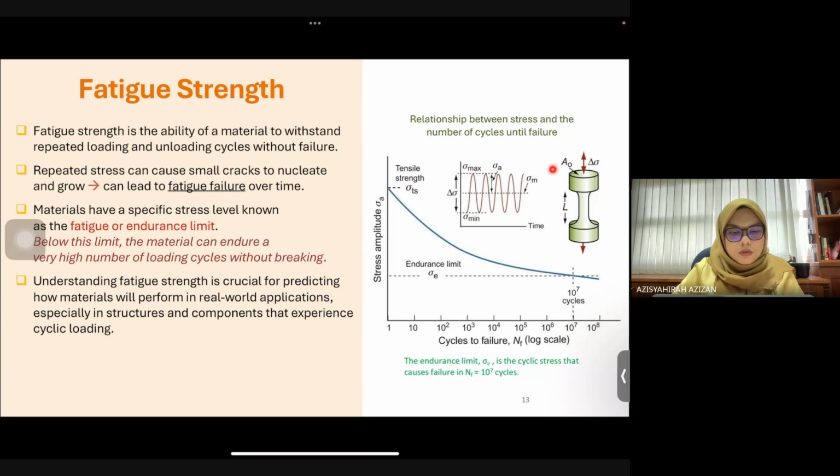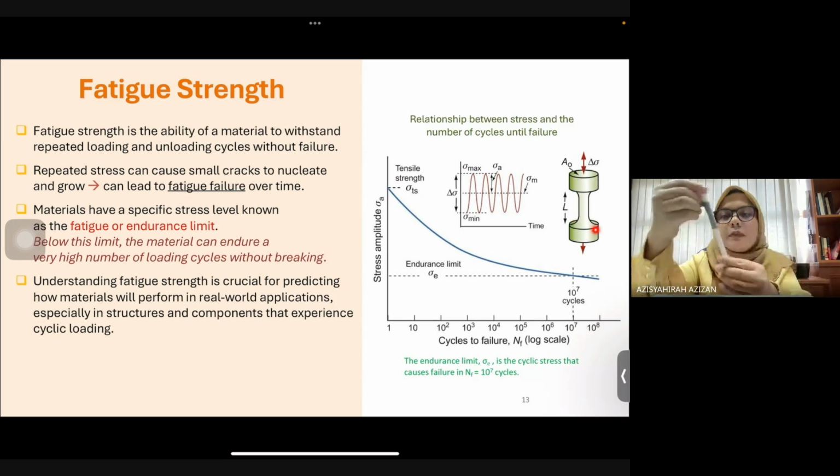So if we look at here, there is a specimen, the material here that has been loaded. If you look at the loading profile, the loading goes from minimum loading to maximum loading and back to minimum loading, and it keeps repeating. The loading and unloading process is repeated, right? So these repeating stresses will cause fatigue failure over time.